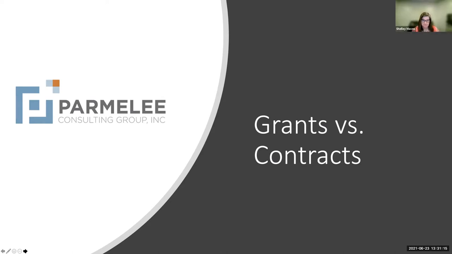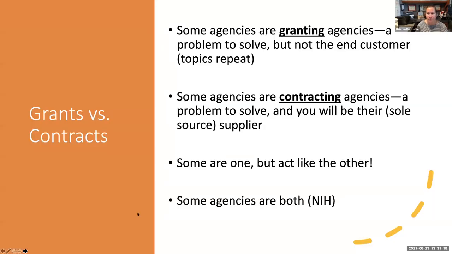Okay. All right, so let's talk grants versus contracts. Some agencies are granting agencies, and that means that they have a problem to solve, but they will not be your customer. They will never be your customer. And they will also not tell you how to solve the problem. Then some agencies are contracting agencies where they have a problem to solve. You will be their supplier, or they will be your customer, and they give you very specific instructions on how they want the problem solved. That's a contracting agency. Some are one, but act like another or talk like another.